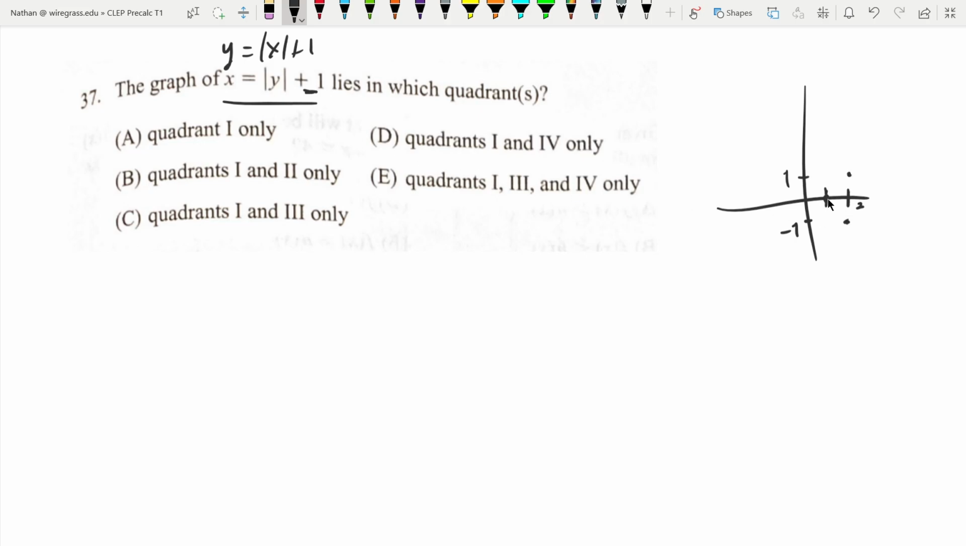What that tells us is that this is the graph we're looking at. You can, of course, test more values if you want, but this is only in quadrants 1 and quadrants 4. That's going to be D.